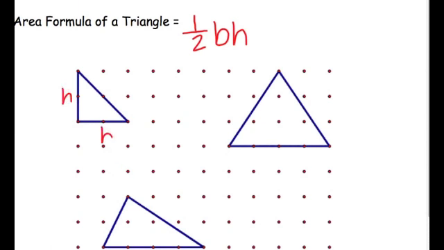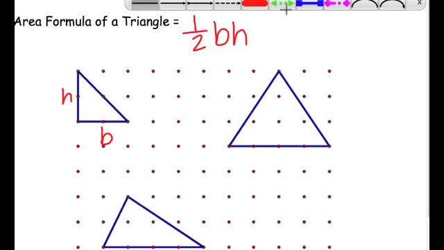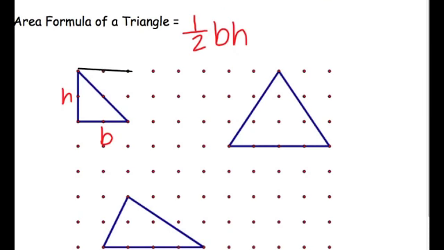This is going to be the height. This is going to be the base. And we're going to make a square out of it. And what we'll find is that we know the area formula for a square is base times height, but we're just going to take half of that.